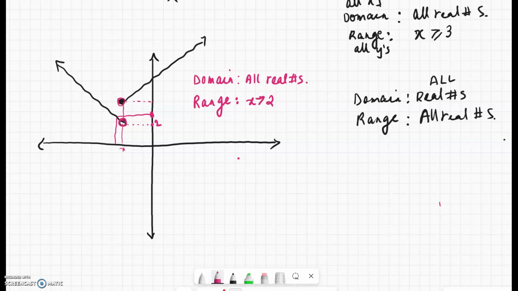So y has to be greater than 2. So the domain is all possible x's. I can plug in any x, but my range will not go below 2. It's all real numbers strictly greater than 2. It cannot equal 2. So that's the range of the function. If you think about the interval, it is 2, positive infinity. This is negative infinity, positive infinity.